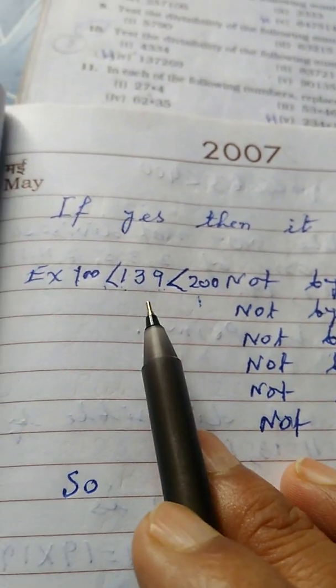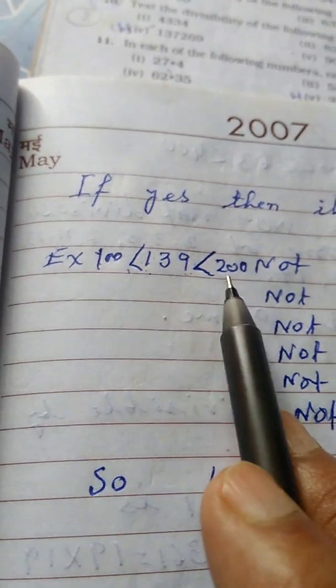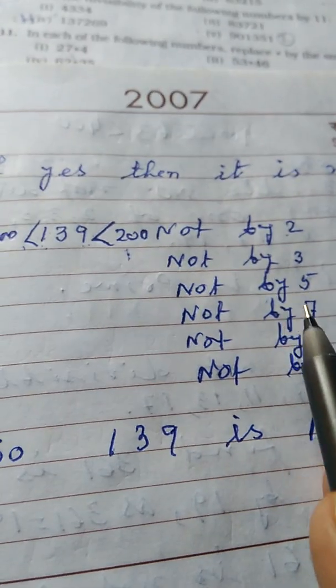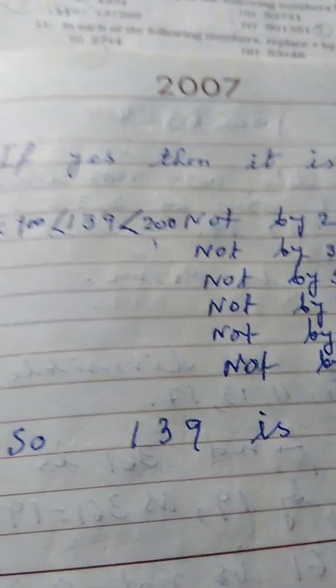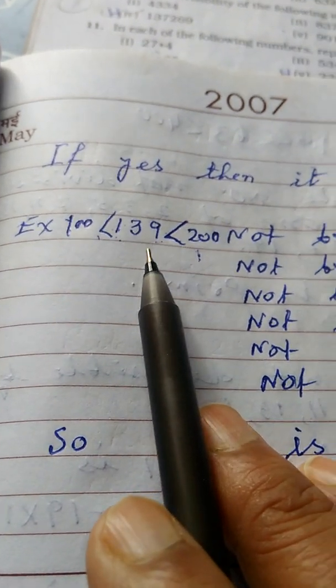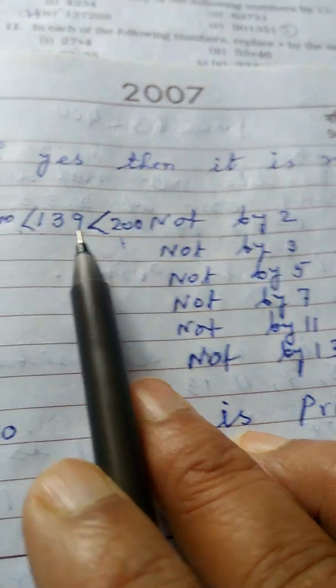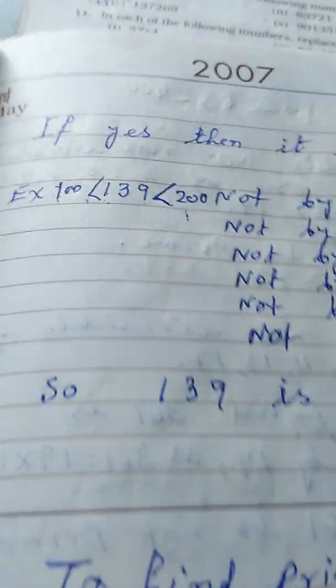Suppose one example, 139. It is between 100 and 200. It is not divisible by 2, not by 3, not by 5, not by 7, not by 11, and not by 13. So it is not divisible by any of these primes. So it is a prime number.